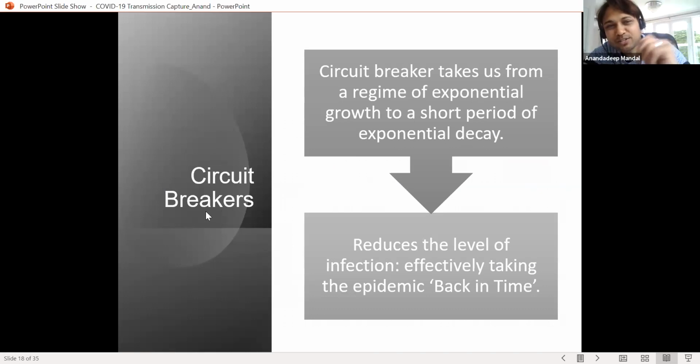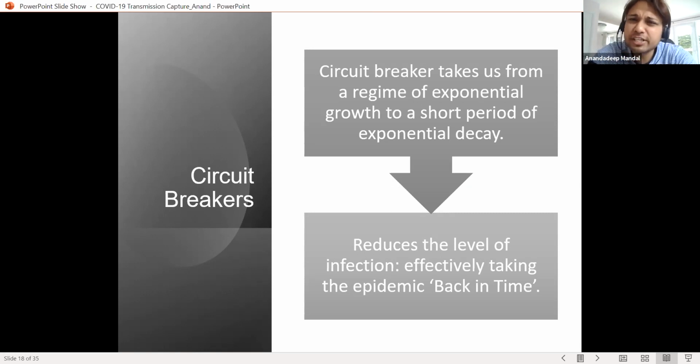Okay. So the next is the circuit breaker. We heard a lot about circuit breakers. Curfew after 11 a.m., so that the circuit breaker is there. And so what is a circuit breaker? We did a hell of a lot of simulations on circuit breaking, and it's pretty cool. You will see why the government was bent on circuit breakers.